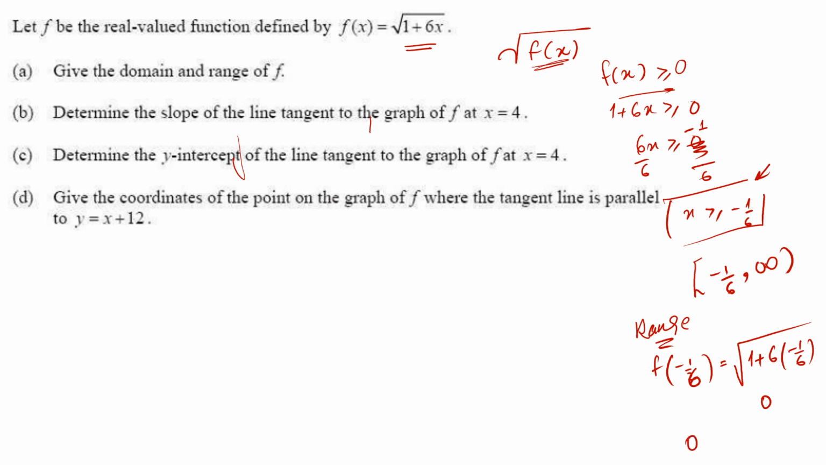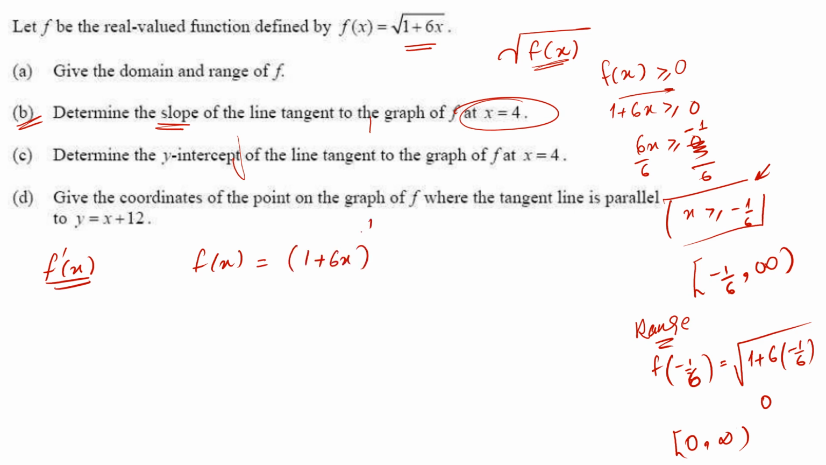Now the next question is, determine the slope of the tangent line of the graph f at x equals 4. We all know that the slope of the tangent line means the derivative of the function. Look at this, the function is written inside the radical sign, so you can write it outside the radical sign by converting it into a power. And the power of a square root is 1/2.